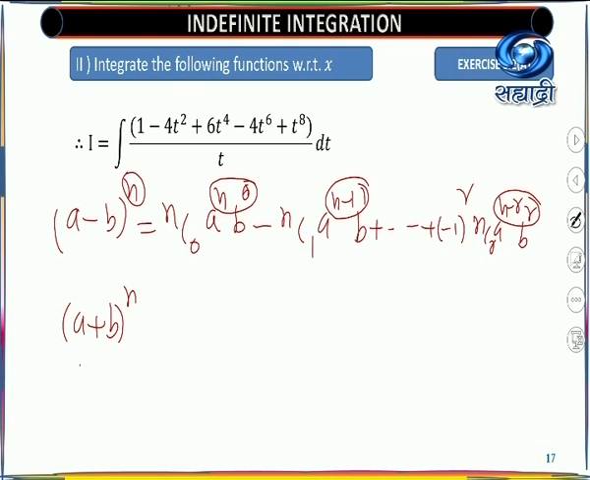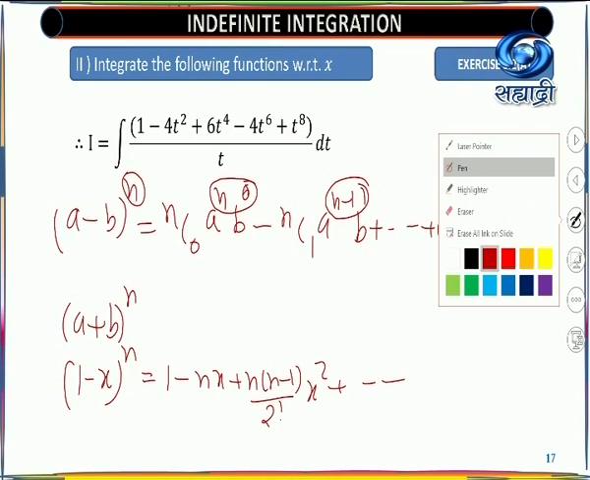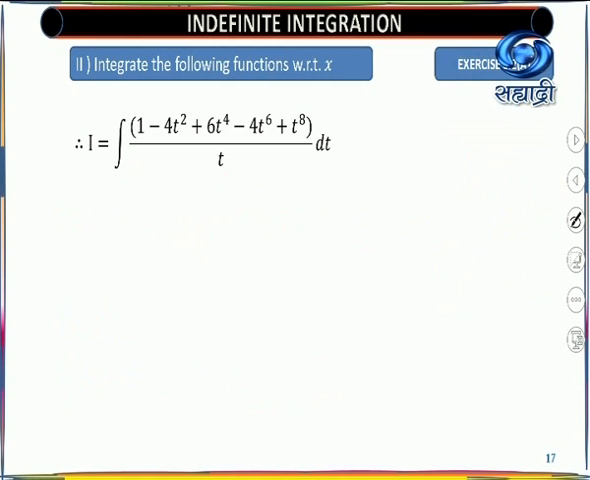Also one more thing you have studied, that is 1 minus x raised to n. What is 1 minus x raised to n? That is 1, alternate, minus nx plus n into n minus 1 upon 2 factorial x square and so on. Alternate you will get plus and minus signs. So the same thing we are going to use here. By that formula, n here is 4 and x is t.